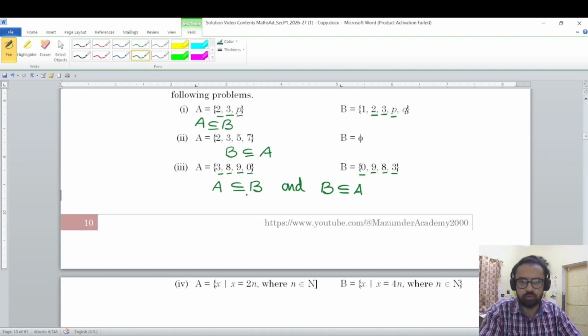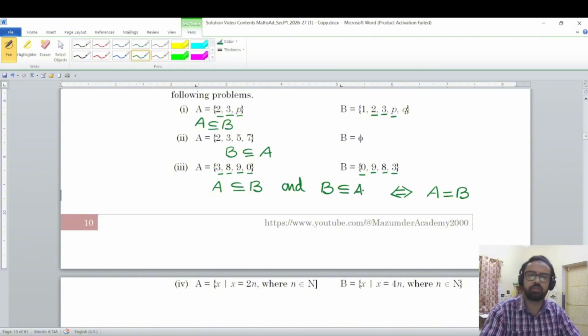And of course, if you have A subset of B and B subset of A, from here you can always write A equal to B. So you can see this is an additional part. Maybe in some other question we will require this. So if A is a subset of B and B is a subset of A, then A is always equal to B.